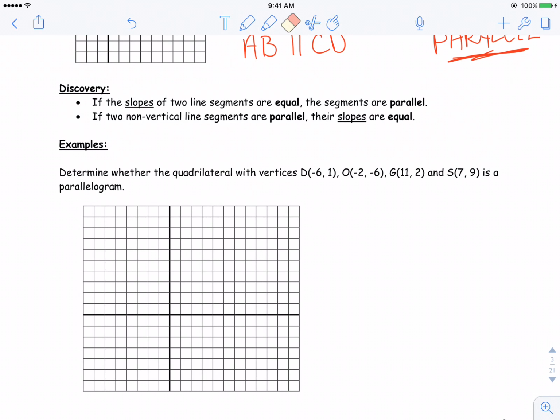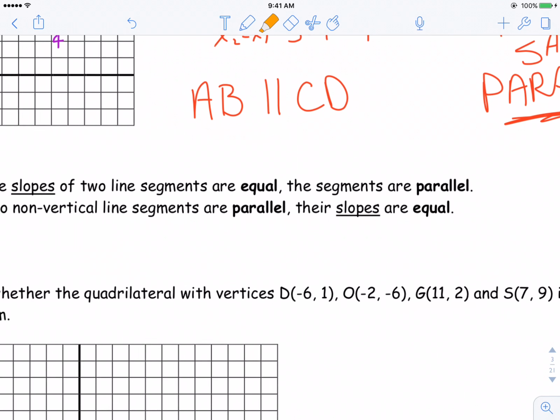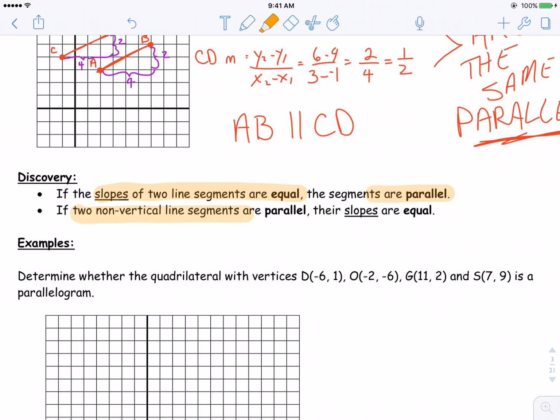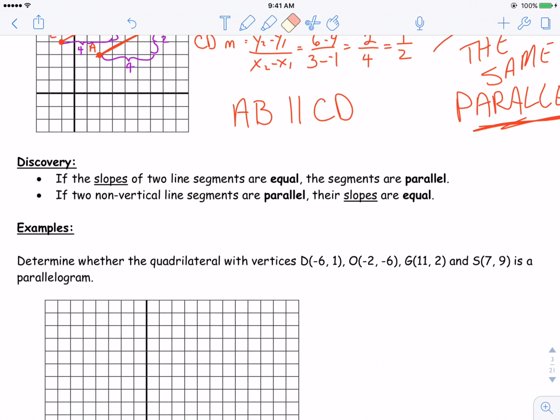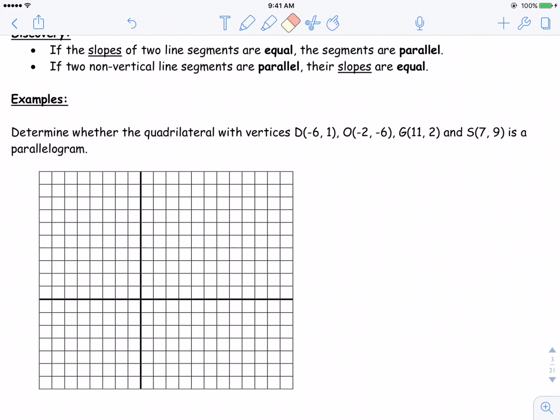Okay, so now knowing that if we have two line segments with equal slopes, they're parallel, or if we have two line segments that are parallel, their slopes will be equal. Knowing that information, which is basically just saying the backwards version of the same statement, it's called saying the converse, actually, if you wanted to really get technical. But knowing that, let's have a look at the example here.